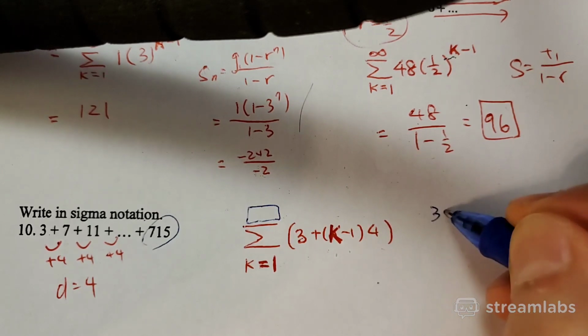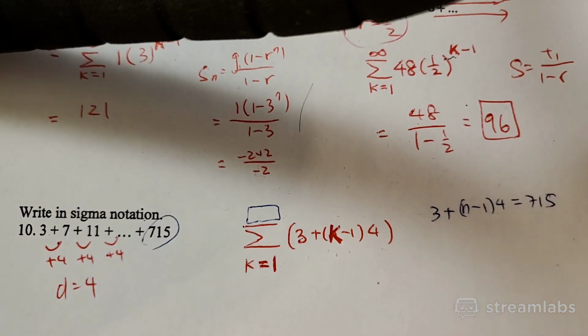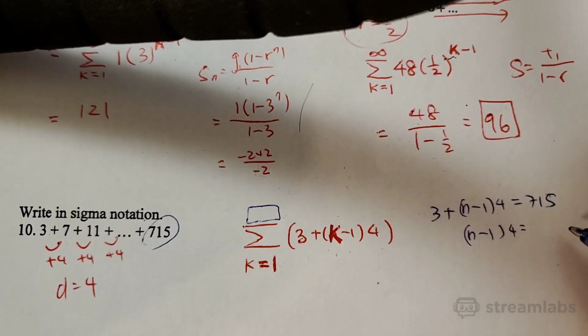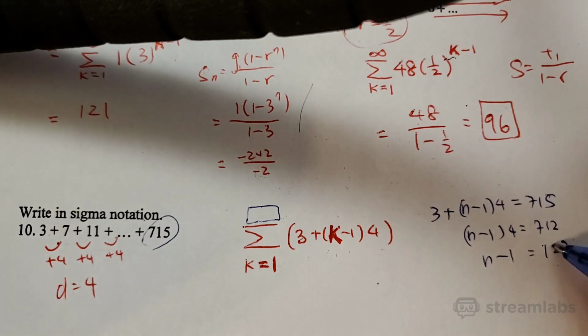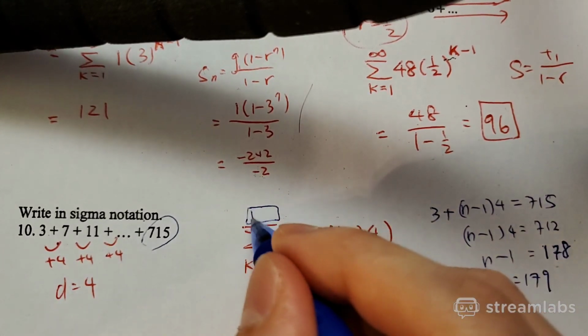Set them equal. So 3 plus n minus 1 times 4 equals 715. You solve, right? n minus 1 times 4 is equal to 712, divided by 4, so n minus 1 is 178. Yeah, 178. So n is 179. Okay, so that's what you put here.